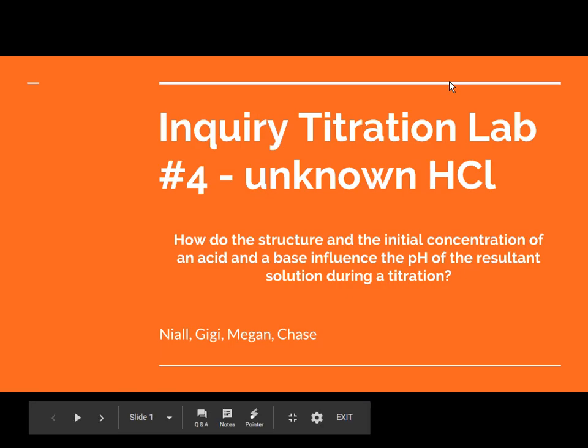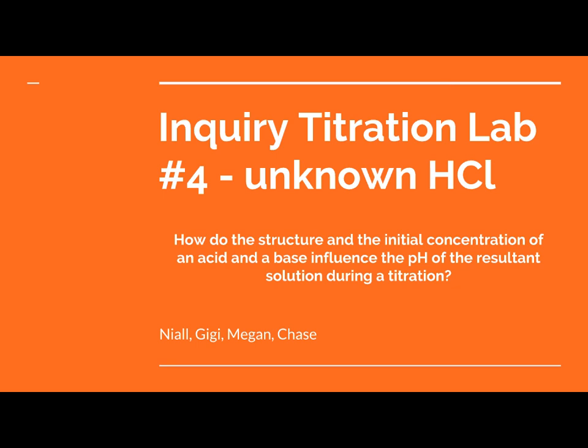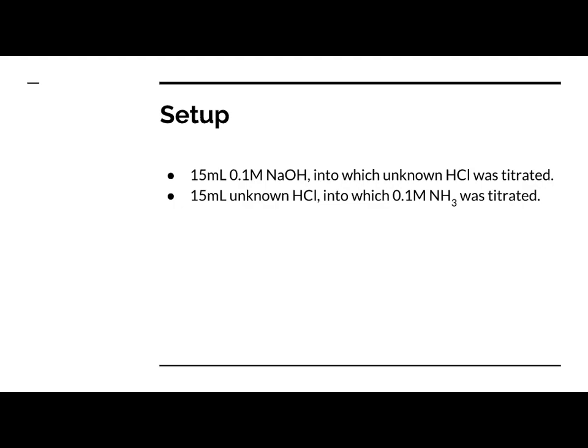Okay, so our question was how do the structure and initial concentration of an acid and a base influence the pH of the resultant solution during a titration? For our setup, we used 15 milliliters of 0.1 molar sodium hydroxide, into which the unknown hydrochloric acid was titrated, and then we had 15 milliliters of our unknown HCl, into which 0.1 molar ammonia was titrated.